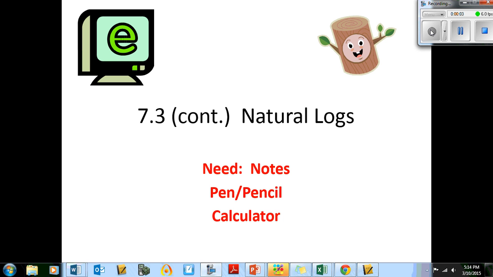Hello, Algebra 2 folks, and welcome to 7.3. We're going to continue to talk about e and how that is important when we talk about natural logs. So what we know is you need your notes, a pen or a pencil, and a calculator.